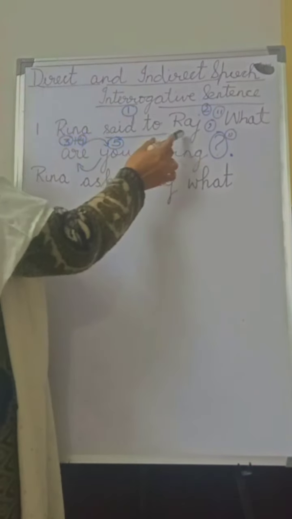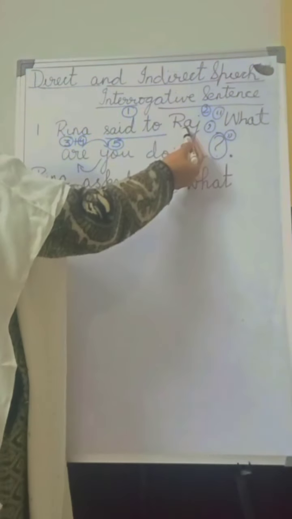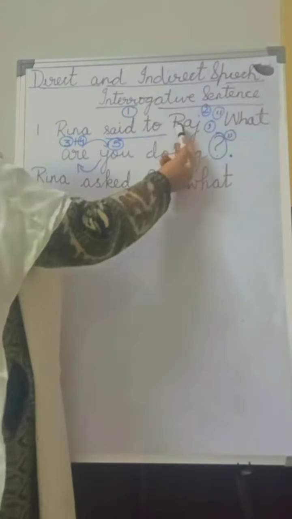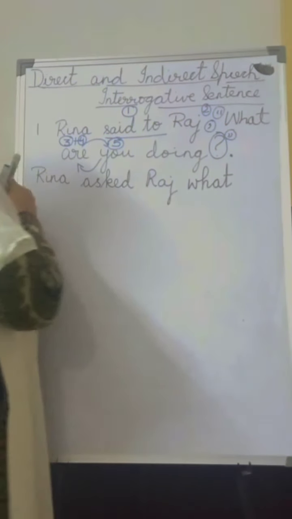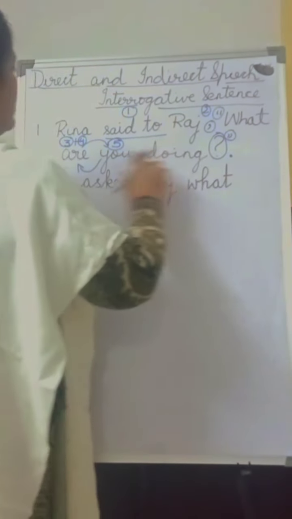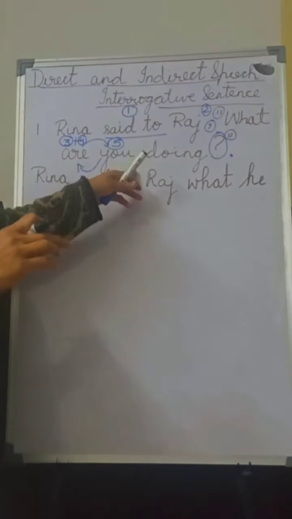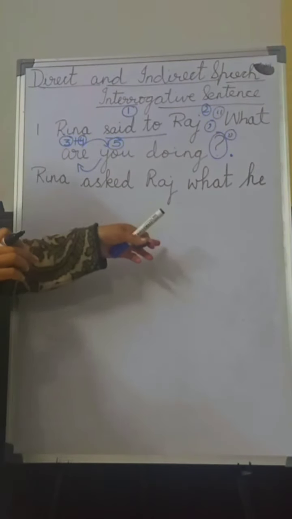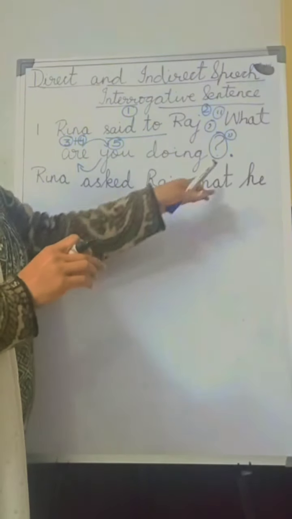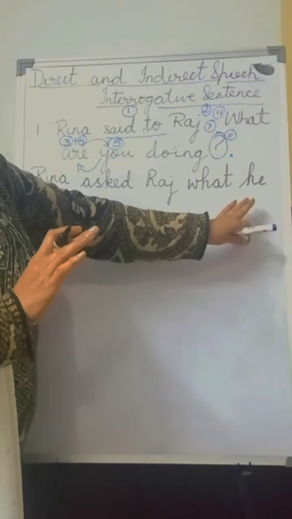Alright. So now who is the listener? Raj. To whom was the question being asked? The question was being asked to Raj. So according to Raj, what will be the pronoun in place of you? What will be the pronoun? What he. Alright. We are not going to do what was he doing, because if we are going to use auxiliary verb first, it will again become an interrogative sentence. We have to make it a statement. So first we are going to use noun or pronoun, whatever is there in the sentence.